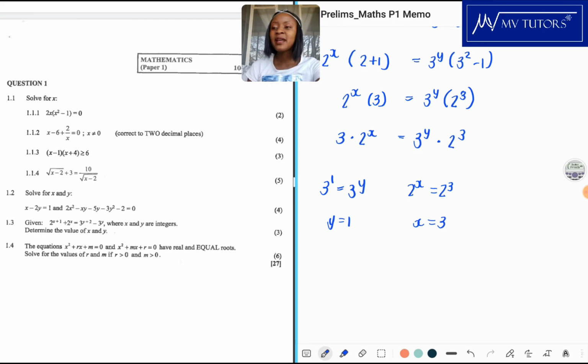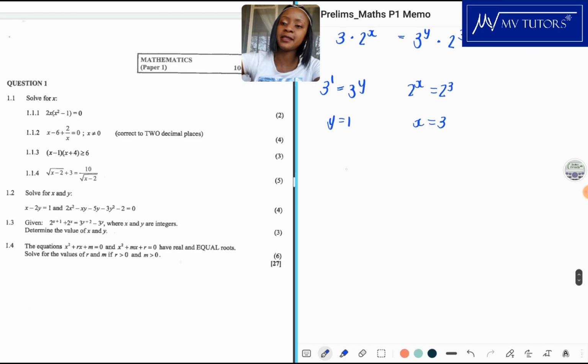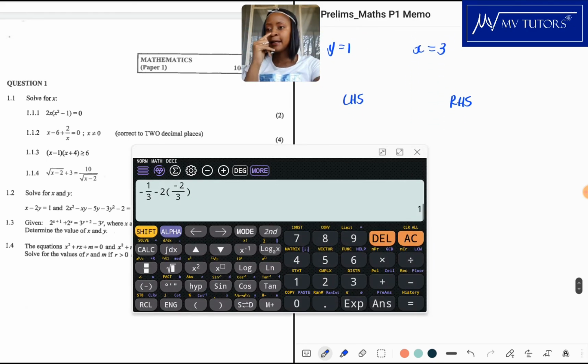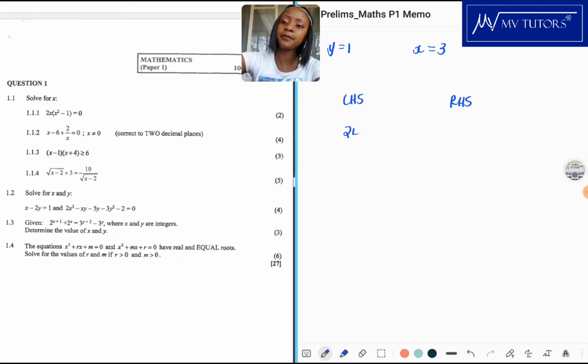Does it work? Let's take the left-hand side and check what it gives us. The left-hand side has to be equal to the right-hand side, so let's take out our calculators. We have 2 to the power x, and we said x is 3, so 3 plus 1, and then plus 2 to the power 3. On the left-hand side, we have 24. We have to get 24 on the right-hand side or else I don't know what to do.